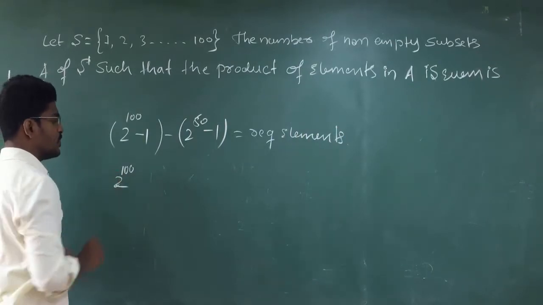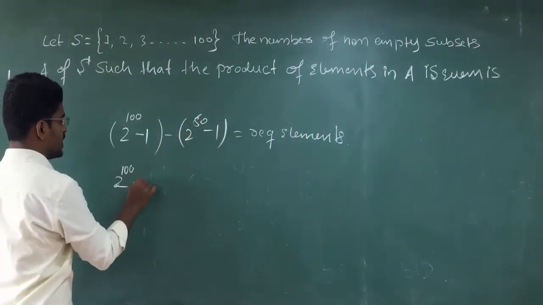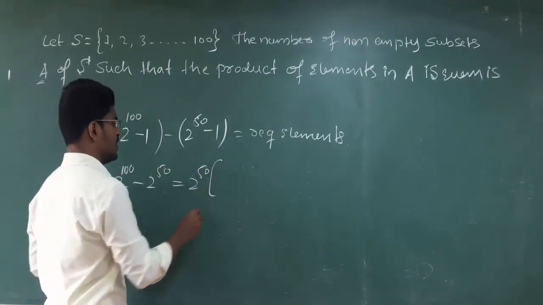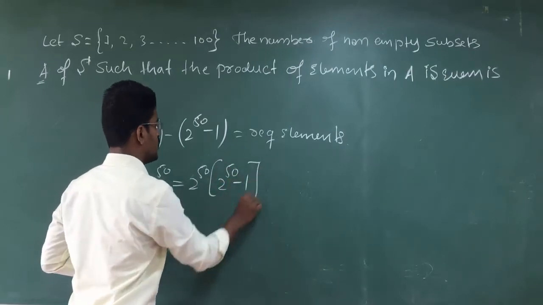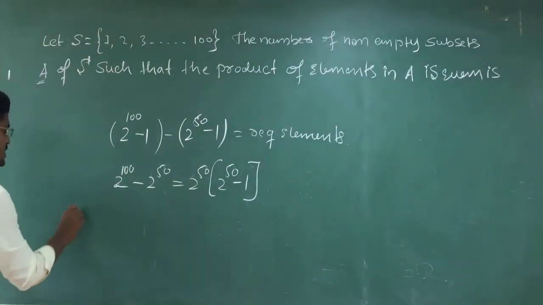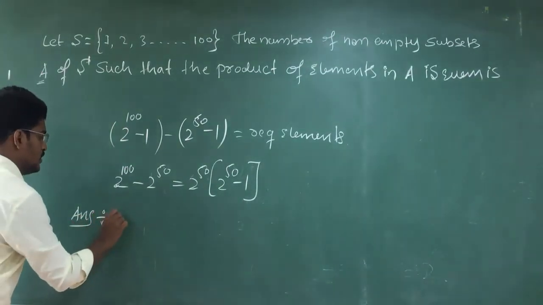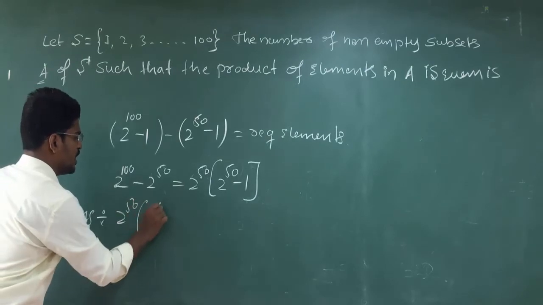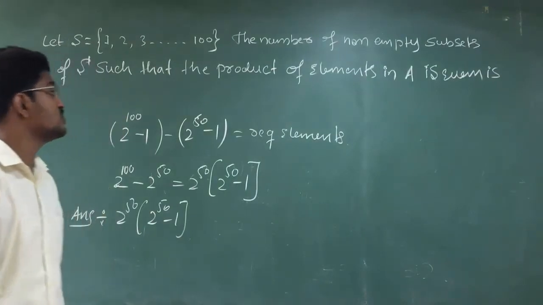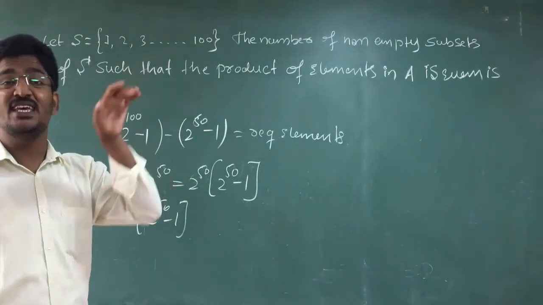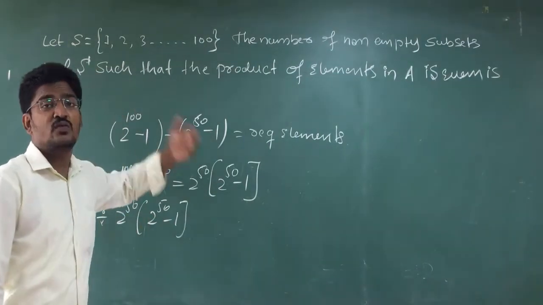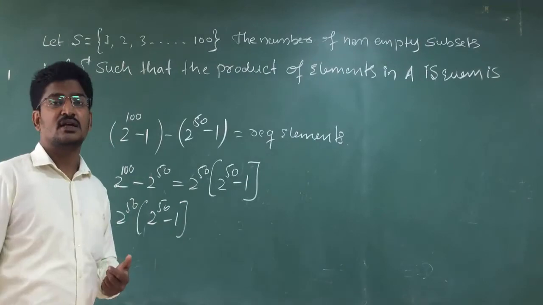So that will be 2 to the power of 100, minus 1 plus 1 will be cancelled, 2 to the power of 50. If I take 2 to the power of 50 as common, I am left with 2 to the power of 50 minus 1. So this will be your answer: 2 to the power of 50 multiplied with 2 to the power of 50 minus 1. Clear, students? It was a very simple question. If you understand the given question, it is very easy to solve. Unless you understand the given question, you are not going to get your answer. What is the given question?